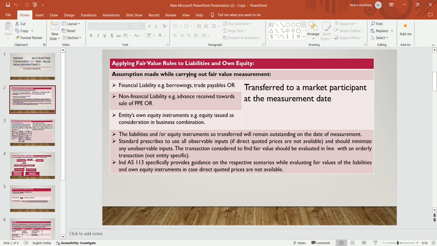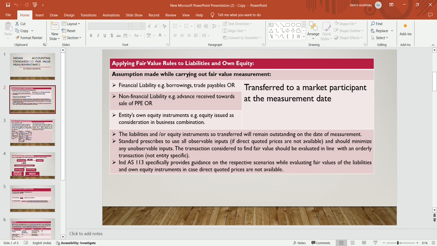The standard prescribes to use all observable inputs. Observable inputs means the input which is available in the market, the quoted price which is easily available in the market. We take that input easily and put it into the fair value measure. The standard prescribes to use all the observable inputs.